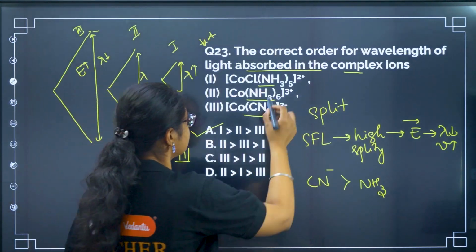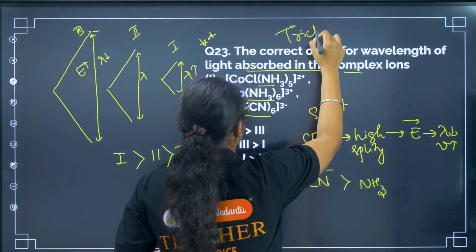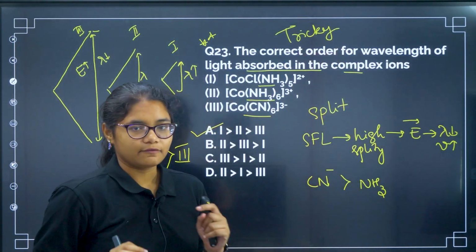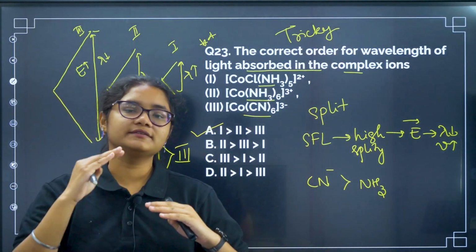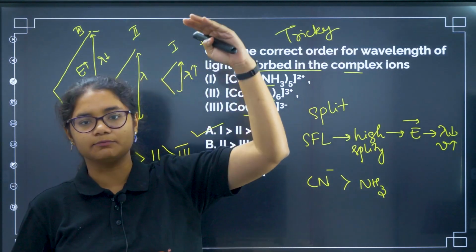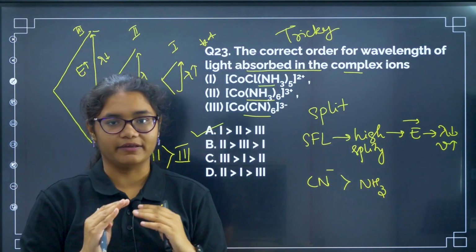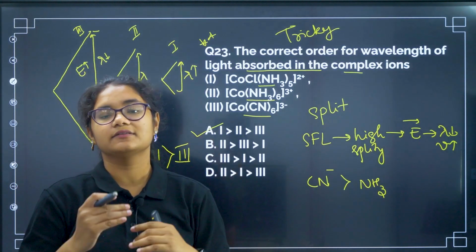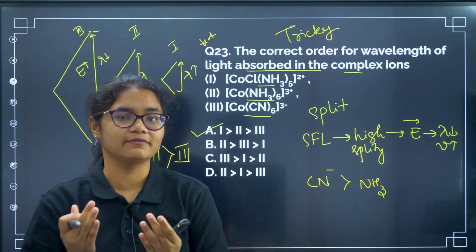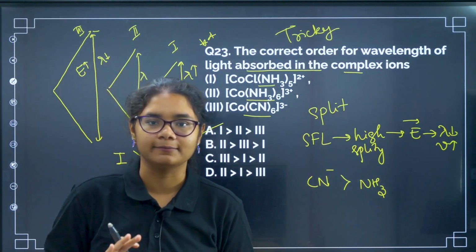A little I'll tell you, this question is tricky if you haven't understood. Once again I'm repeating the concept. When strong field ligands are there, splitting is more, then high energy will be absorbed. High energy means low wavelength. If splitting is less, then low energy and high wavelength radiations will be absorbed.